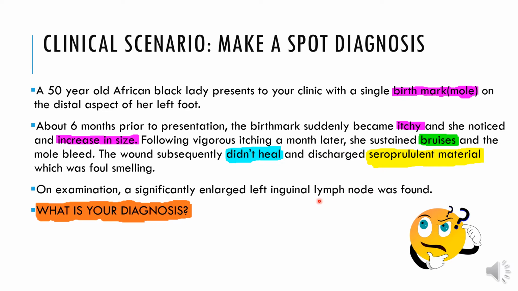Now, what's your diagnosis? Important points in this history were highlighted. First, the birthmark that suddenly became itchy and increased in size. Following vigorous itching, she sustained bruises and then the mole bled. Subsequently, the wound didn't heal and discharged repellent material, and there was an enlarged left inguinal lymph node. So let's just keep your diagnosis in mind and we'll see if you're right or wrong by the end of this tutorial session.